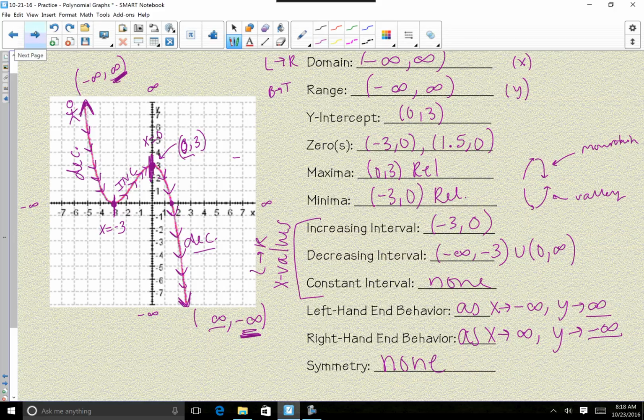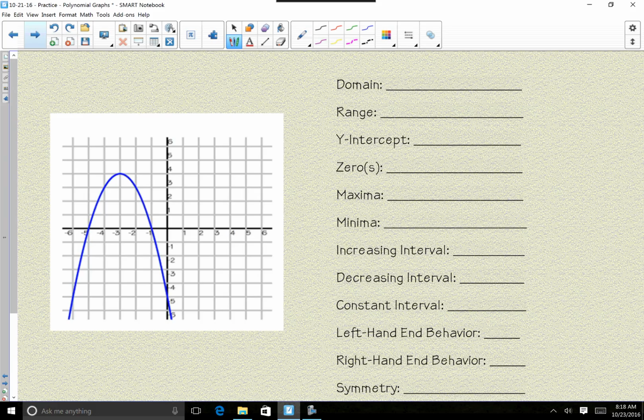Okay, next one, number 2 in the back. Okay, so same thing, arrows at the ends. So domain is left to right, and it's your x values. So from the left to the right, this graph is never going to stop because it's going to get wider as it goes from left to right. So we're looking at negative infinity to positive infinity.